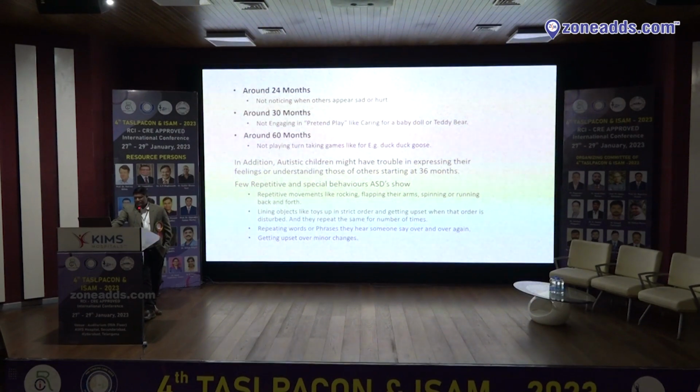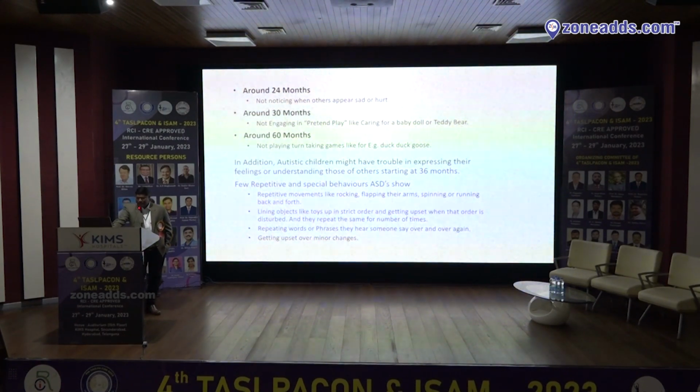Around 30 months of age, they never engage in pretend play, like caring for a baby doll or teddy bear. They never try to pretend. Around 60 months, at 5 years of age, they are not playing turn-taking games. There are so many turn-taking games, but they never try to attend any one of them. In addition, autistic children might have trouble expressing their feelings or understanding those of others, starting at 36 months, around 3 years of age.